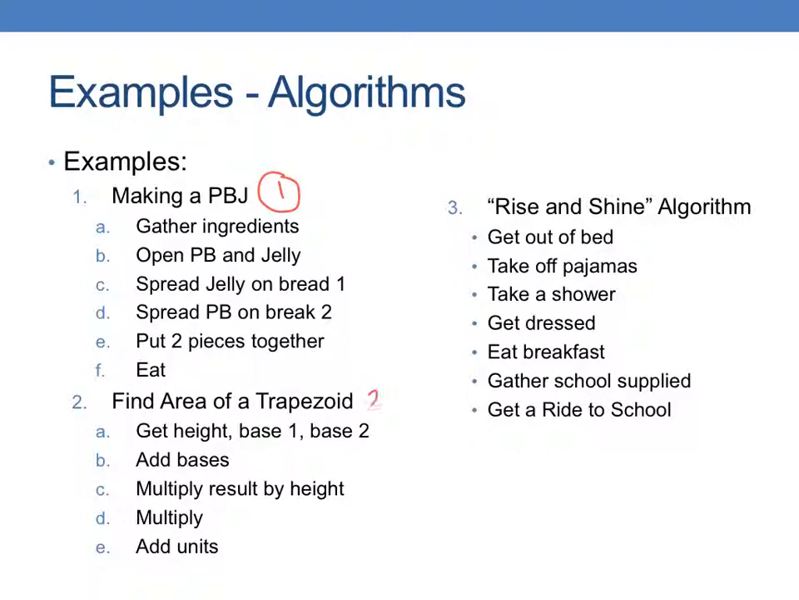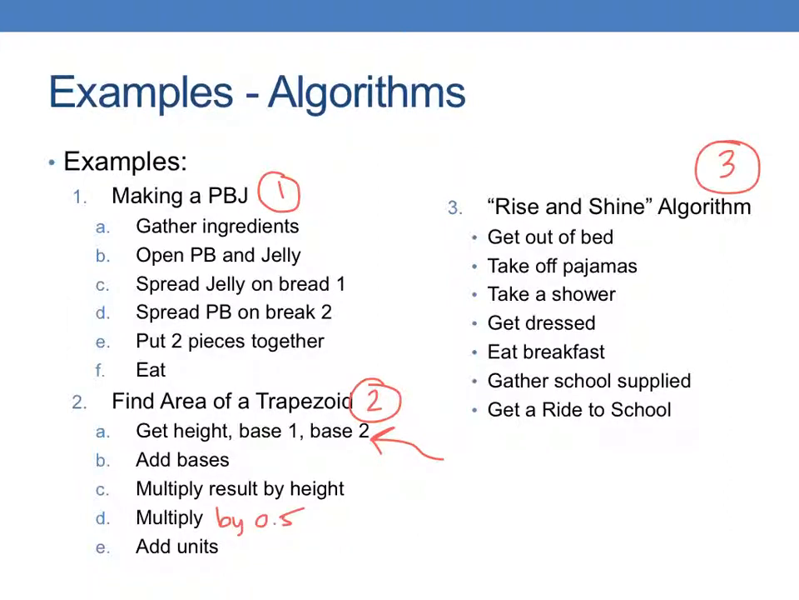Same thing with finding the area of a trapezoid. Again, we already wrote this program. You wrote it last unit. You had to get the different lengths of height, base 1 and base 2, add the bases together, multiply that by the height, multiply that by 1/2, and then you had to just add the units onto it and output what that was. And then the third one, I call this a rise and shine algorithm.